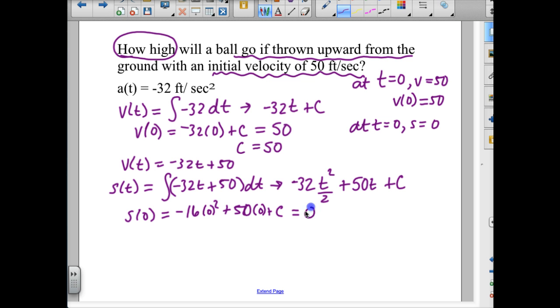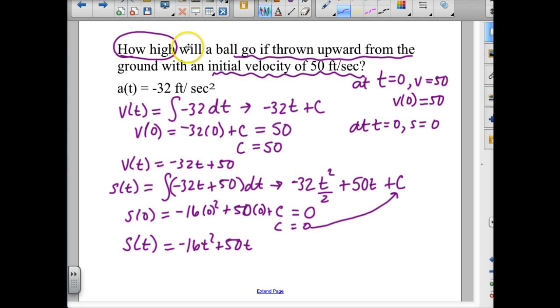When time was 0, this ball's position was 0. So simplifying this, we get c equals 0. So that's going to go there. So our final position function is negative 16t squared plus 50t plus 0. So you don't have to write that. So that's the official position function for this particular example.